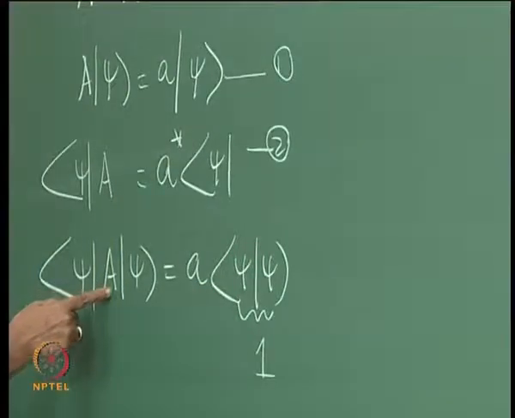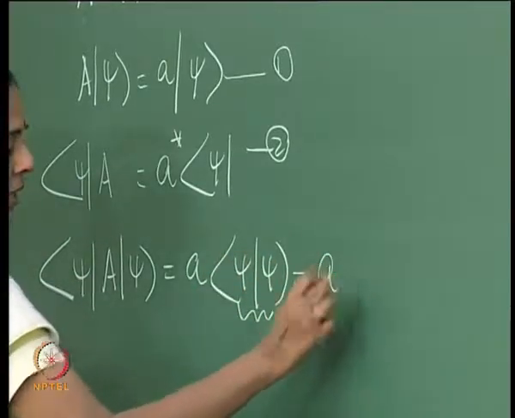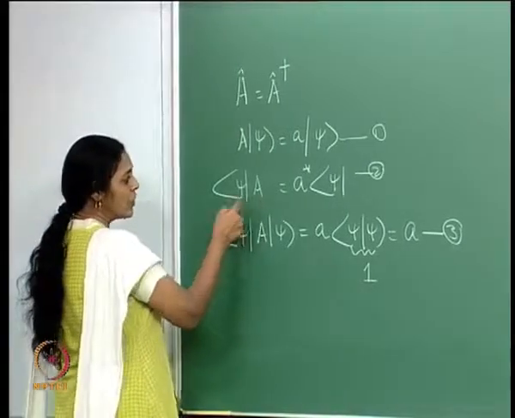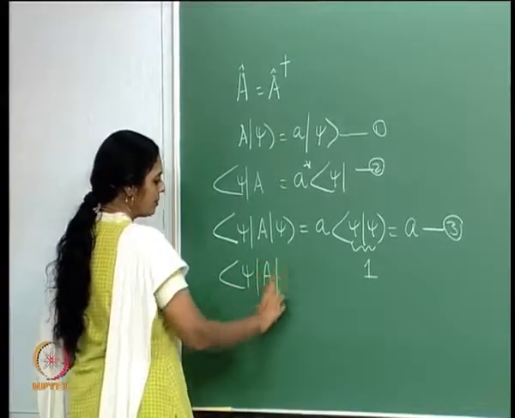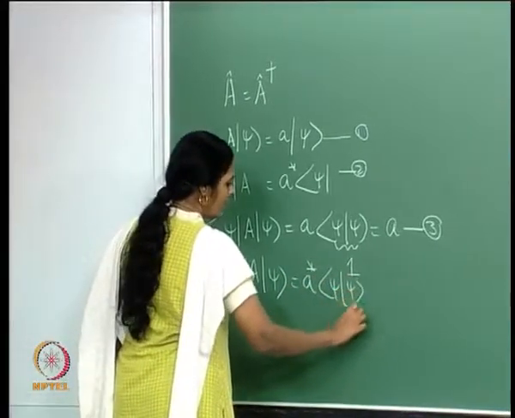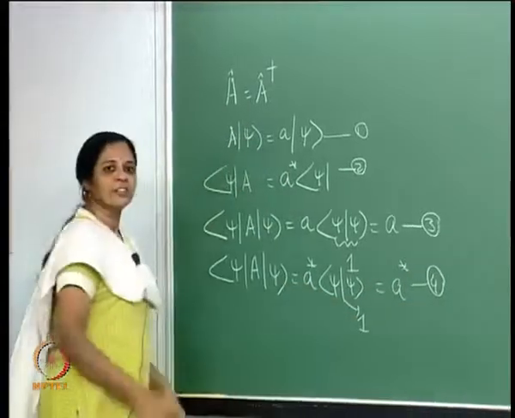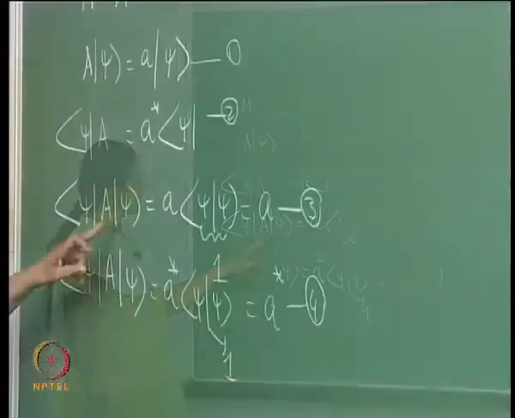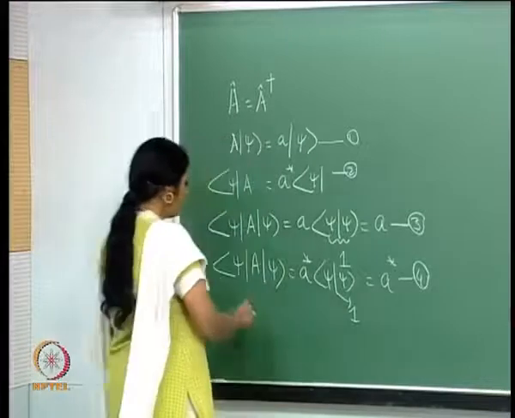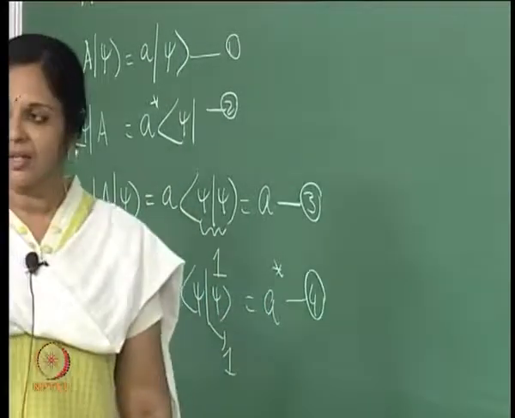Then the expectation value of A in the state psi is simply a. But I could have started with equation 2 and I could have done this. That is the same as a star <psi|psi>, and this object is 1. From equations 3 and 4, it is clear that <psi|A|psi> is equal to a and also equal to a star, which implies that a is equal to a star. So, eigenvalues of Hermitian matrices are real.